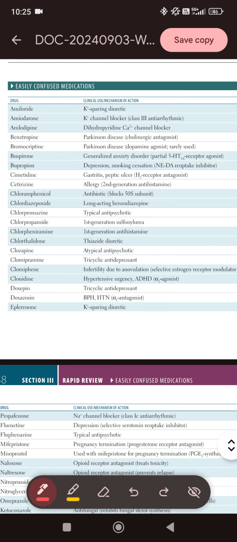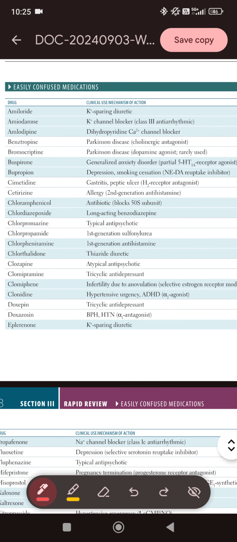Okay, now see with easily confused medications. We get confused between amiloride, amiodarone, amlodipine. Amiloride is a potassium sparing diuretic. Amiodarone is a class 3 antiarrhythmic, potassium channel blocker. Amlodipine is a calcium channel blocker, dihydropyridine.